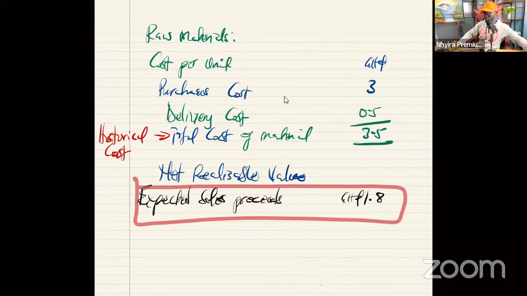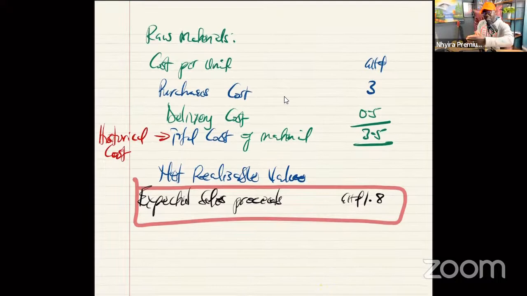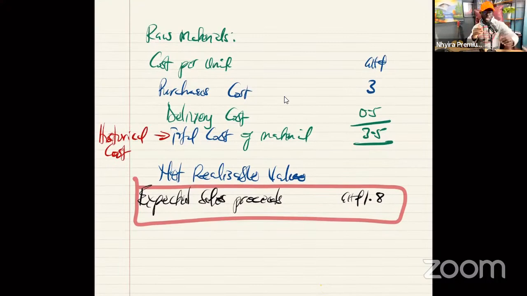That's it. So now we have the historical cost checked. We have the net realizable value if the inventory is sold, checked. But let's look at the net realizable value if the raw material is converted into finished goods. What will be the net realizable value? Oh my God, that is what makes the standard beautiful.